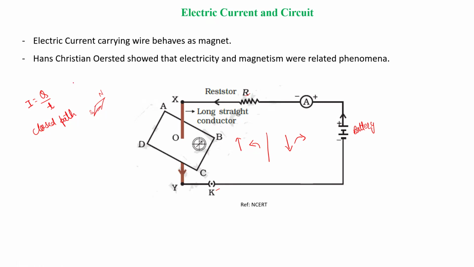This was observed by Hans Christian Ørsted. He showed that electricity and magnetism are related phenomena. That discussion is done on the basis of this activity.